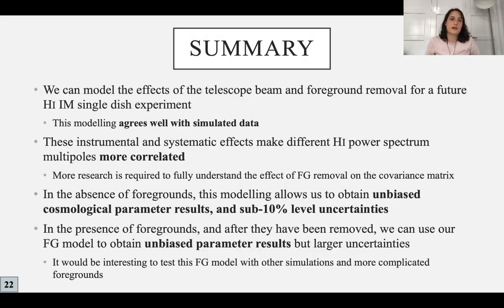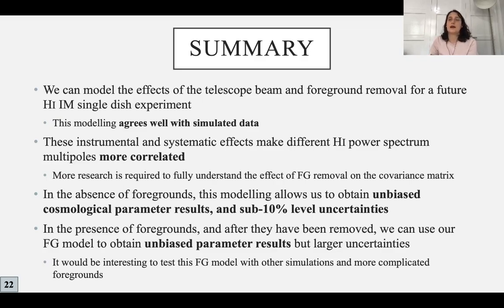So as a summary, we've shown that we can model the effects of the telescope beam and foreground removal effects for a future H1 intensity mapping single dish experiment. And we've shown that this modeling agrees well with simulated data. We've also shown that these instrumental and systematic effects make the different H1 power spectrum multipoles more correlated, but more research is required to fully understand this effect on the covariance matrix, for example, by taking lots and lots of simulations and actually measuring the covariance matrix in the case of foreground removal.